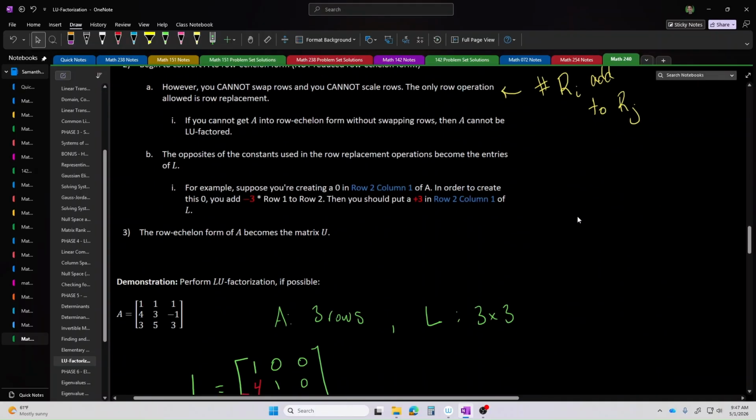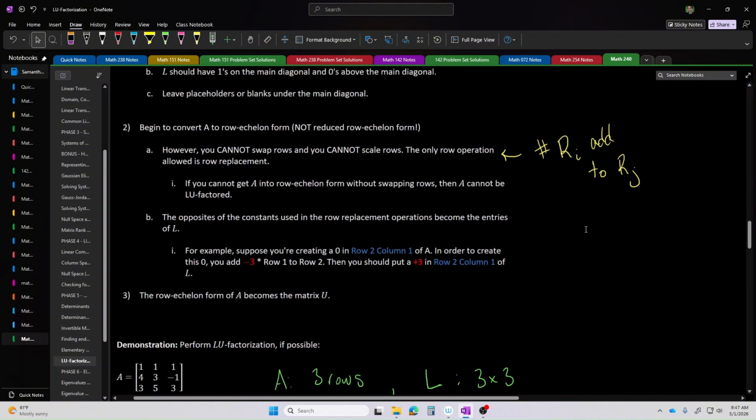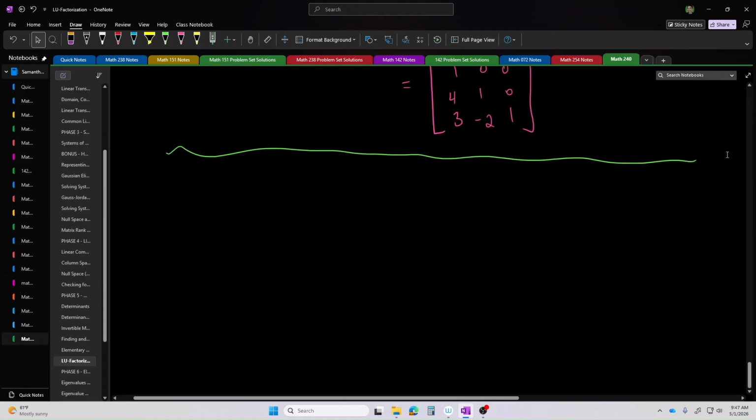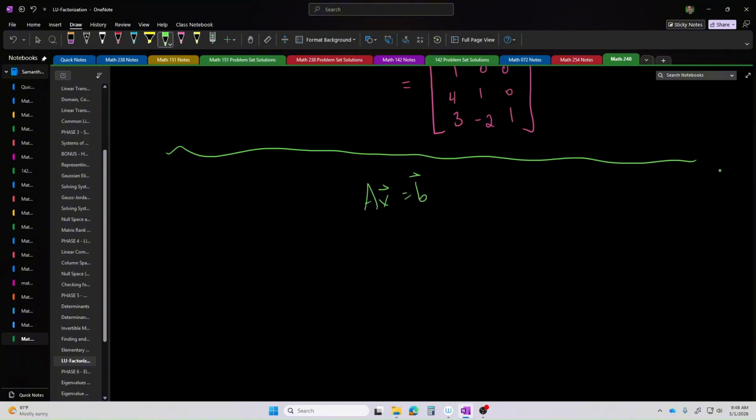To note, if it's not possible to row reduce A without doing any row swapping, then A cannot be written in LU factored form. If you cannot get A into row echelon form without swapping rows, then A does not have an LU factorization. So to close out this video, let's just discuss the three different approaches to solving AX equals B that we have established up to this point.